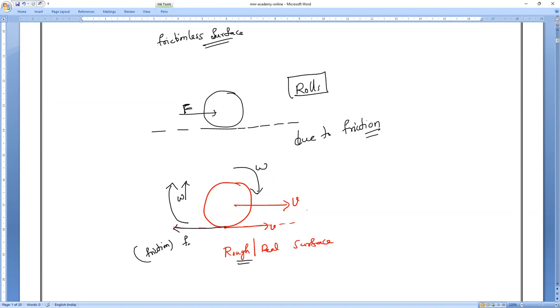So we all know that if the force F is applied in this case, can you tell me what is the torque created by this rolling object? If it is due to friction, torque is equal to, let me take the radius as R, then what is the torque equal to? Torque is equal to R into F. In the formula, tau is equal to RF.